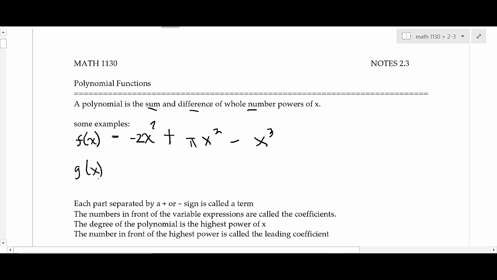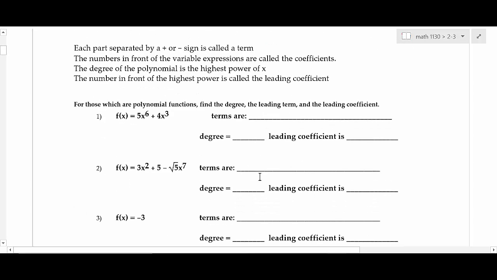Another example would be something like this. You could have x to the 7th, 2x to the 6th, minus 5, okay? You can have a constant term on there if you want to, and that constant term generally is represented by x to the 0 power. So that's what polynomials are. That's the easiest way to define those.